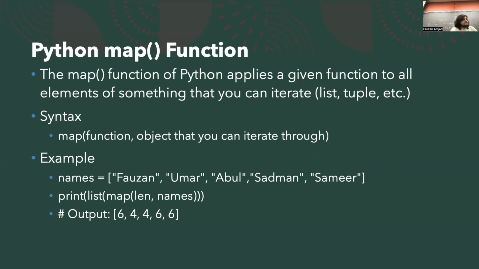And so that's what you're going to be applying the function onto. And so what map does is then it applies length on my names, Umar, Abul, Sama, Samir. That goes through all the names and then creates a map object. You convert that into a list, and then once it converts into a list, it will output the different length values. So 6, 4, 4, 6, 6.